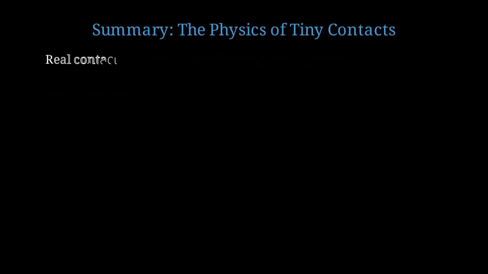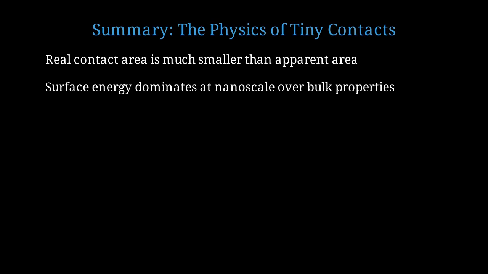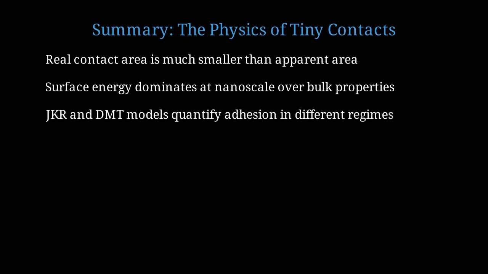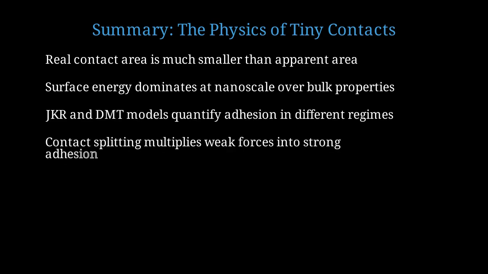Let's summarize the key physics principles we've covered. At all scales, real contact area is smaller than apparent area due to roughness, but at the nanoscale, this difference becomes minimal for smooth surfaces. Surface energy contributions scale with area, so they dominate over volume-dependent properties at small scales. The JKR model applies to soft, high surface energy contacts. The DMT model applies to stiff, low surface energy contacts. The Tabor parameter determines which regime you're in. By dividing a contact into many small subcontacts, like the Gecko does, you maximize real contact area and distribute stress, achieving strong yet controllable adhesion.